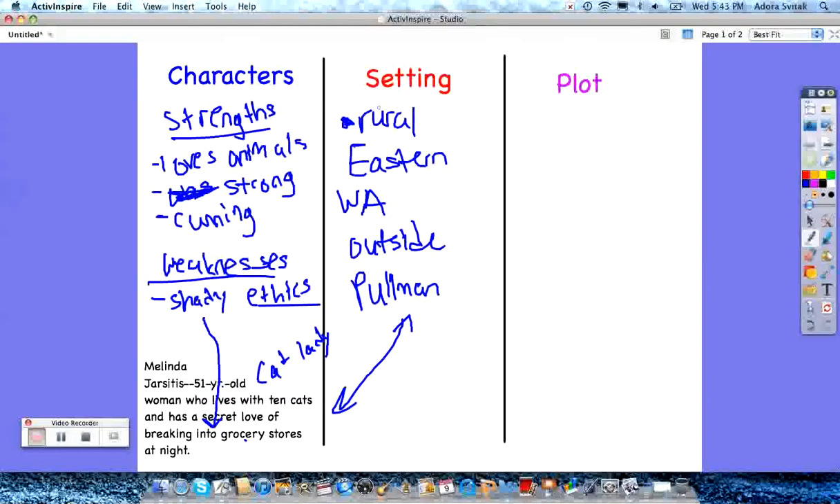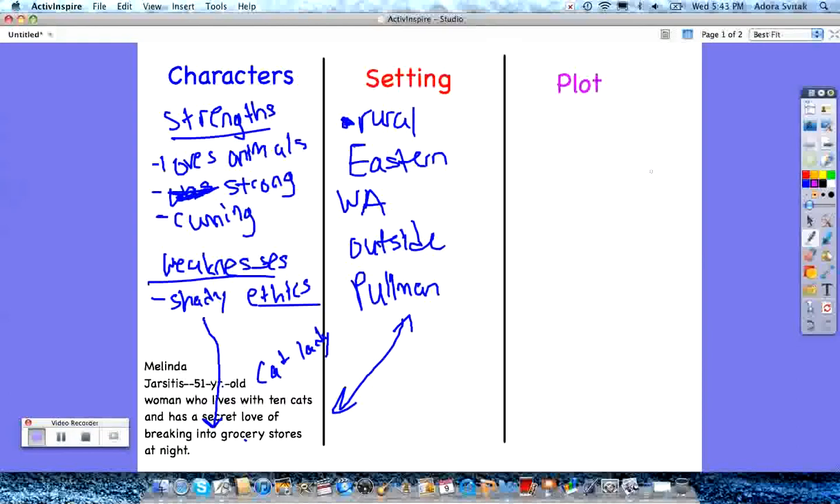Ask yourself, how does the setting affect the character? Well, the fact that the setting is this rural area, eastern Washington, outside Pullman, means that Melinda maybe likes being alone. That's a possibility. Or it could also be that she's lonely and doesn't really have any draw to a major city, aside from breaking into grocery stores, of course. So, there we have our setting. You might want to think about that.